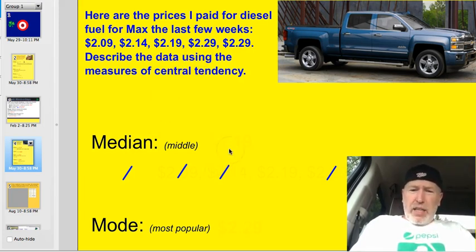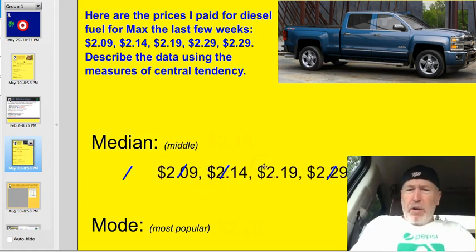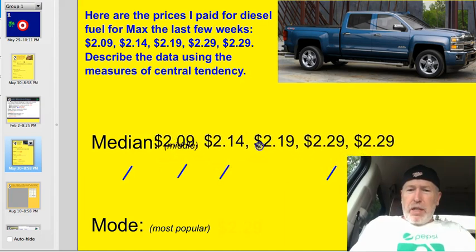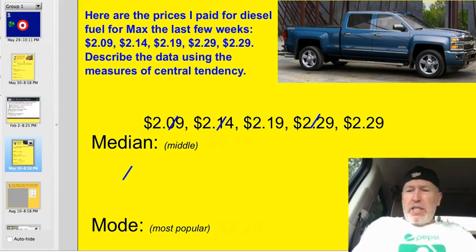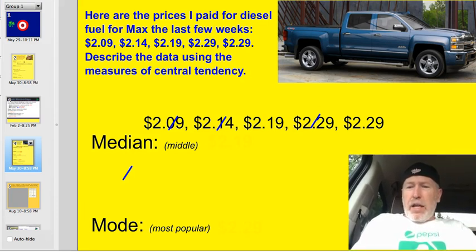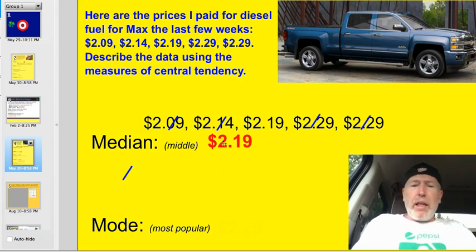Well, okay, let's take a look at that middle score here. I did some of the work for us already. I'm just going to move this up here so you can see it a little bit better. I crossed off the first couple. I started working towards the middle on the median. And you'll see that this time there actually is a center or middle score, and it's 2.19. So my median, or my middle value, is $2.19 per gallon.